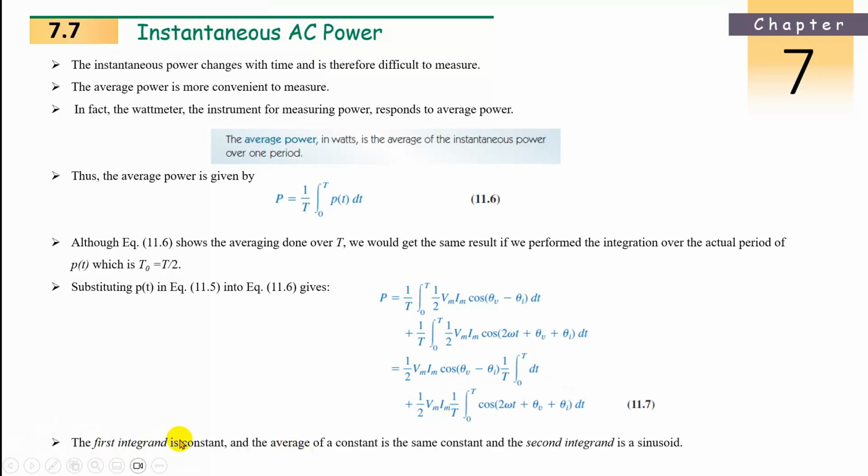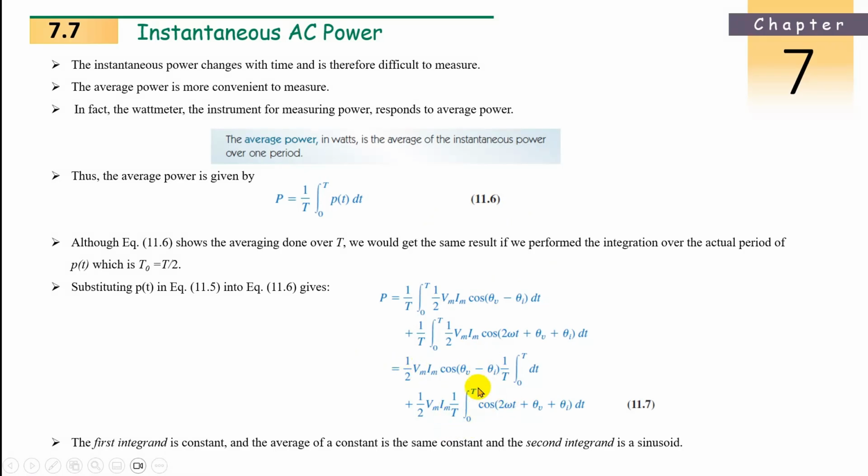Now the first integrand is constant. This is the first one, it is a constant. There is no t term here. So if there is no t, what will come? Capital T will come. So when capital T comes after the integration, this T and that T cancel out. So what remains? Only half Vm Im cos(theta_v minus theta_i) remains.